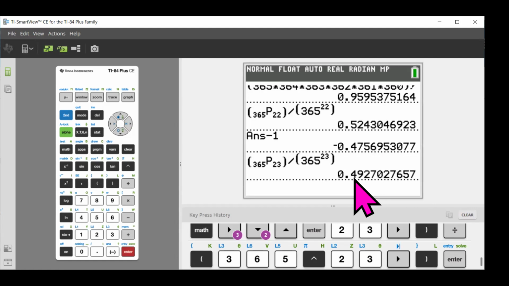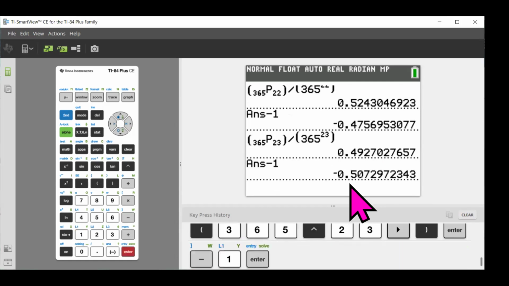If we keep three decimal places, it's going to be 0.493. The probability of none of them, sorry. So at least two have the same birthday. Then the probability of none of them having the same birthday, we're going to use 1 minus that. Ignore the sign. So 0.507. 0.507.